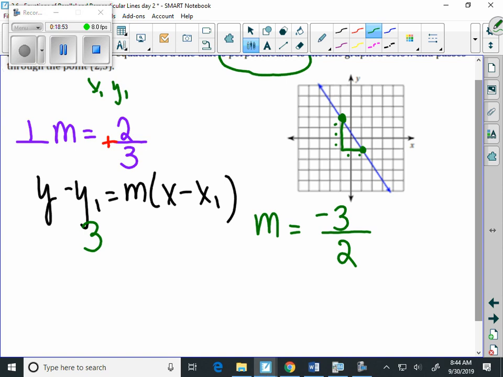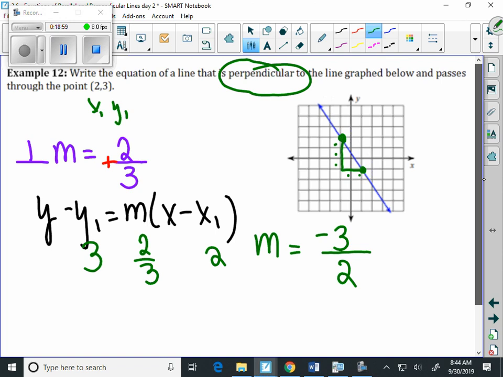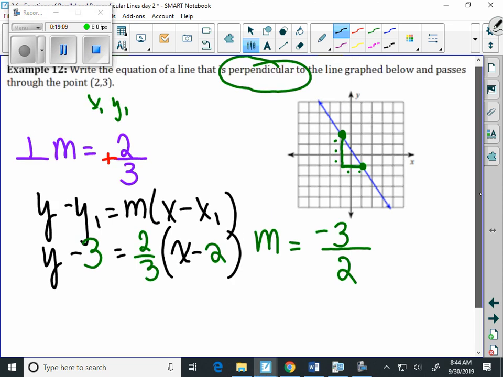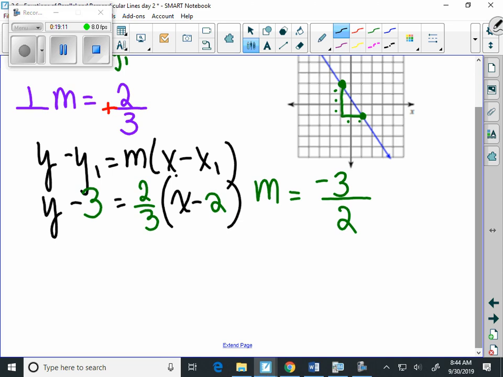y minus 3, and then our slope is 2/3, and our x1 is 2. So this is y minus 3 equals 2/3 times x minus 2. And we don't even have to do anything else on this problem for point-slope form. We didn't have to simplify at all.